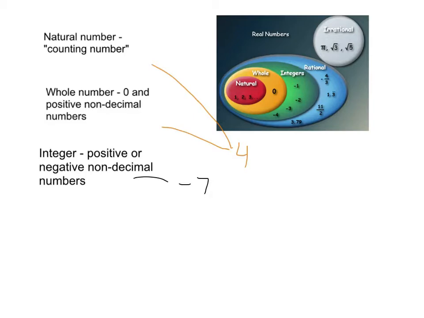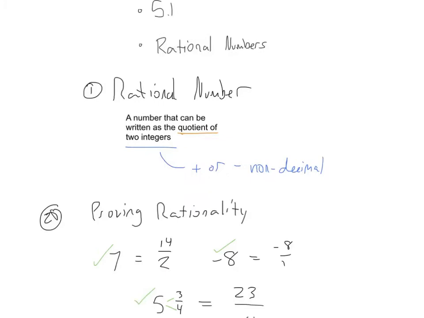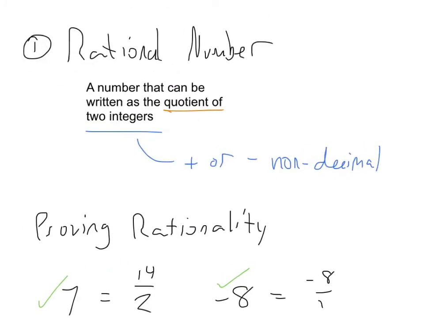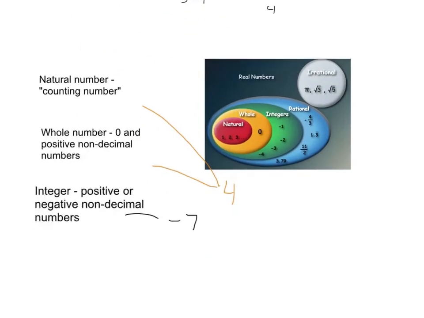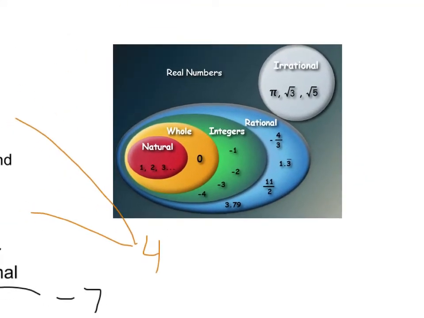So let's get the definition of that again, which we said up here: a rational number is a number that can be written as the quotient of two integers, okay? So if we look at our diagram again, we have -4/3. Well, -4 is an integer and 3 is an integer. And if you put one of them over the other, you have a rational number, okay?